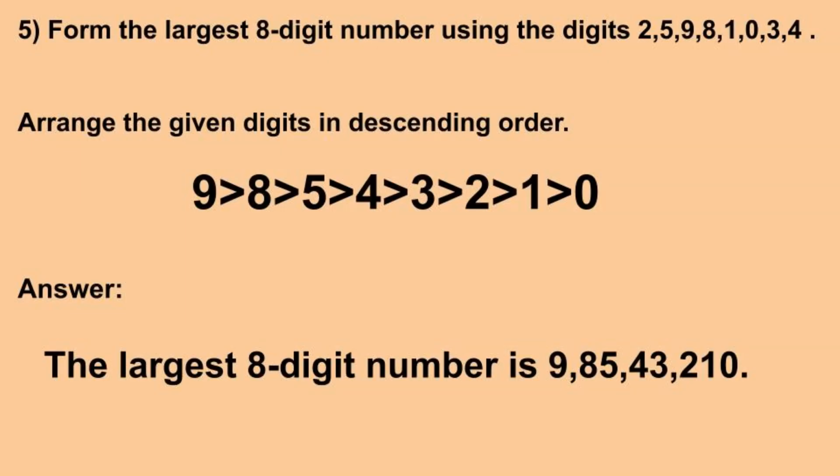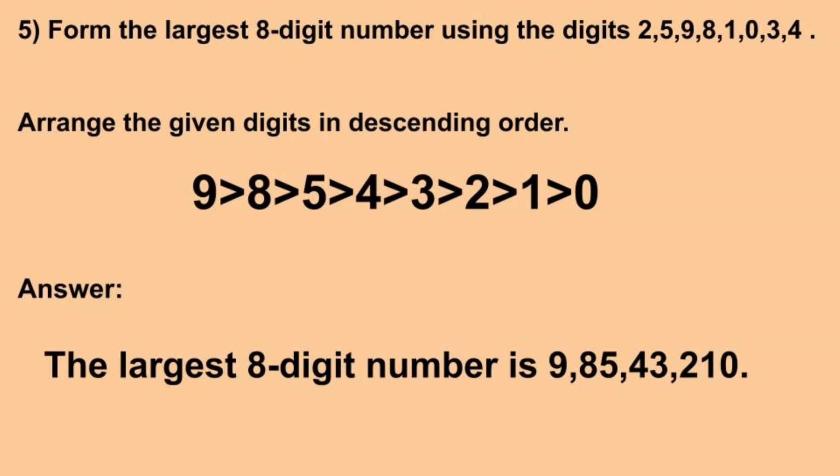Number 5. Form the largest 8-digit number using the digits 2, 5, 9, 8, 1, 0, 3, 4. If a question is asked to form the largest number or greatest number, then the first step we need to do is arrange the given digits in descending order. Descending order means arranging numbers from greatest to smallest, or largest to smallest.